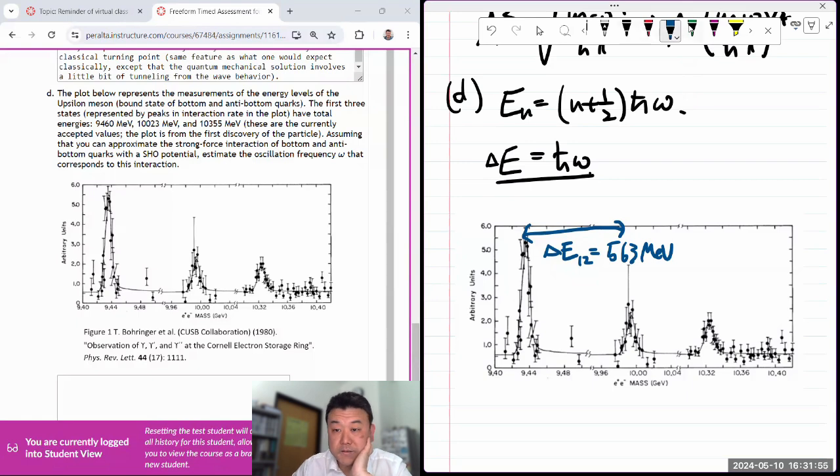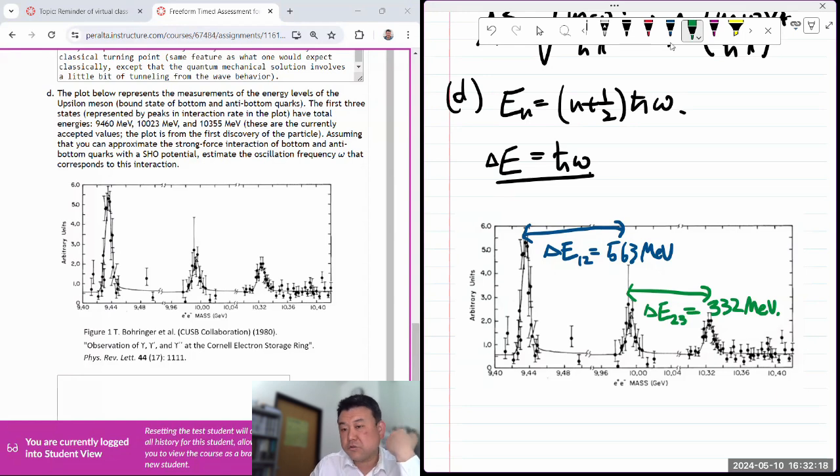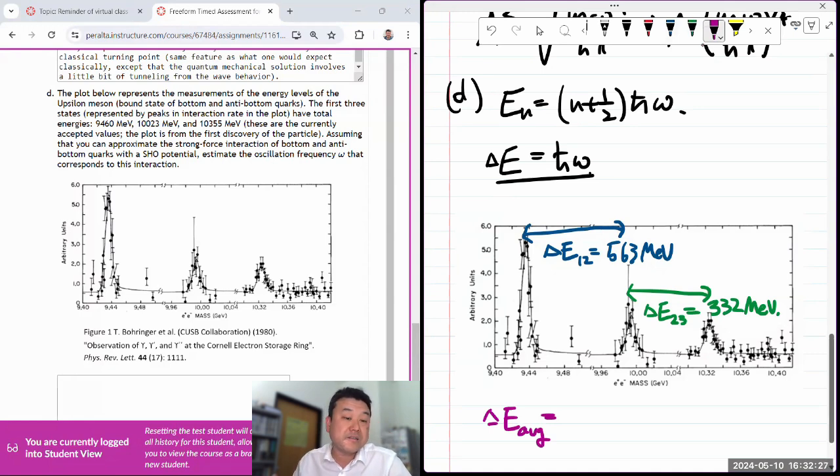And the next difference, which ideally would have been the same, but here they are not. So we'll just roll with that. The difference in energy between levels 2 and 3 is 10,355 minus that. So that looks like 332 MeV. Okay, so I would like to say, let's just use the average energy difference. This is a complicated setup. We are trying to model it as a simple harmonic oscillator. It's not actually a simple harmonic oscillator. So we'll say, okay, the average is 563 plus 332 divided by 2.